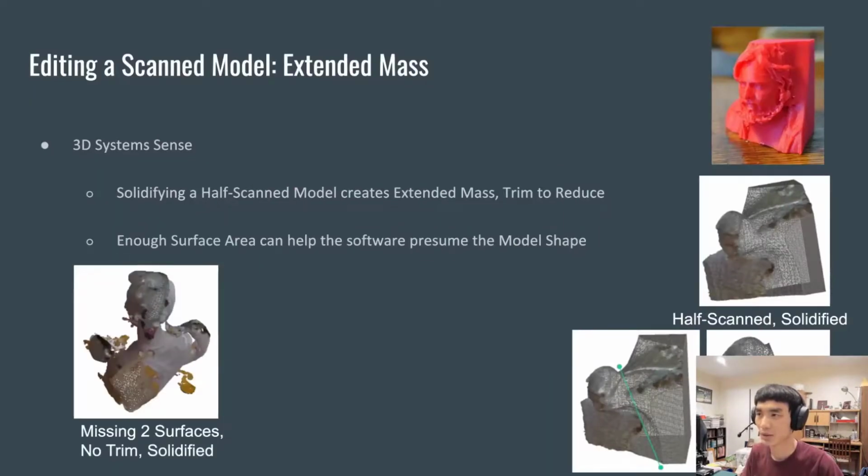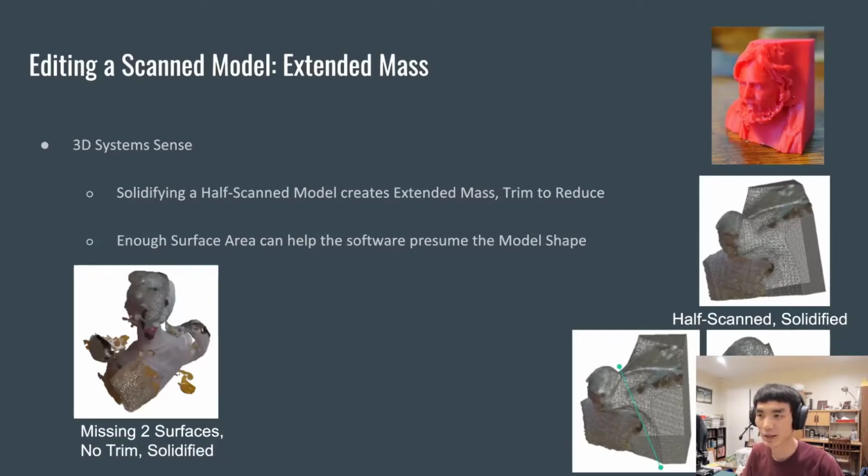Editing a scan model, extended mask. Perhaps you only scanned around half the model, more or less. You will get this cubic extension. If you don't want that, you can either rescan it or awkwardly trim it. My attempt to trim it sort of helped, cut off a big piece, but still remains kind of triangular looking.